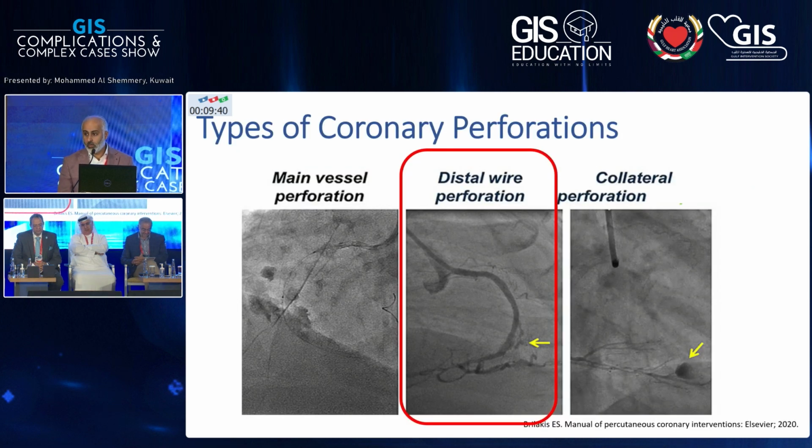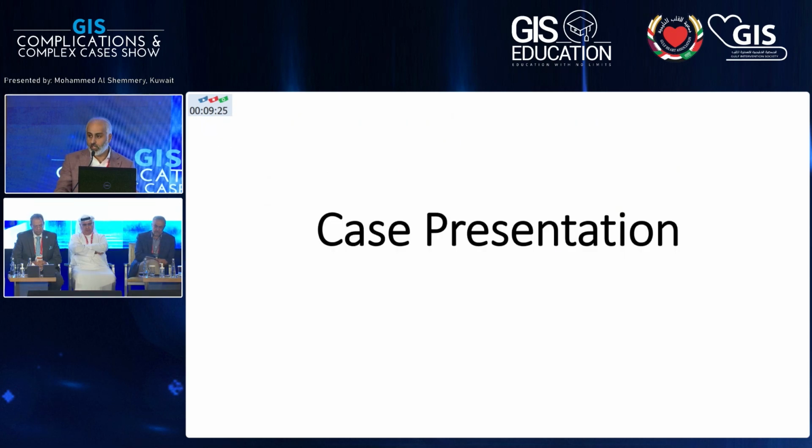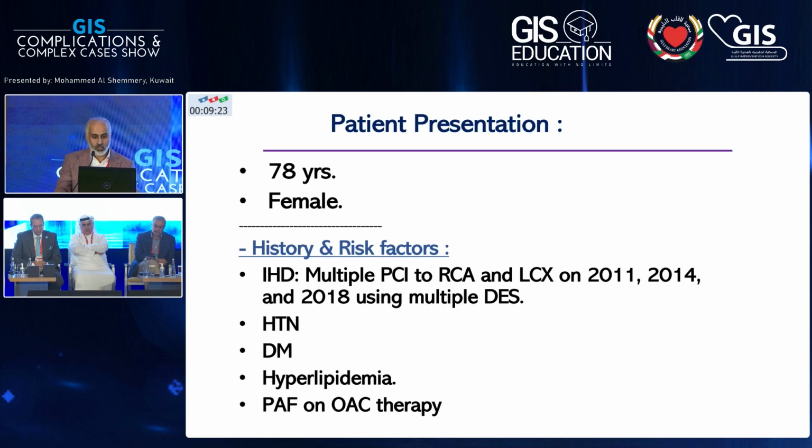As we are all aware, there are different types of coronary perforations. There is a main vessel perforation, there is a distal wire perforation, and collateral perforation. I'll be concentrating on a distal wire perforation. I'll start with the case presentation, and I will go through the different decisions we had to make from the start to the end of the management of this patient.